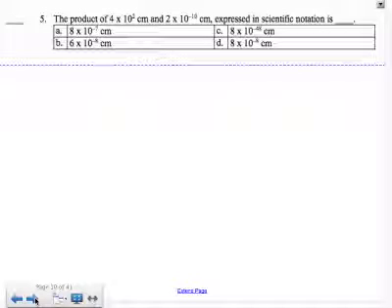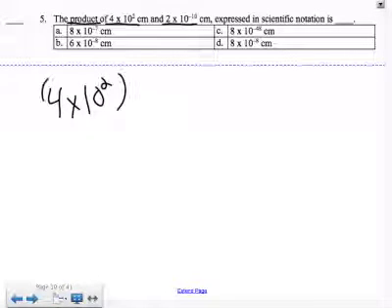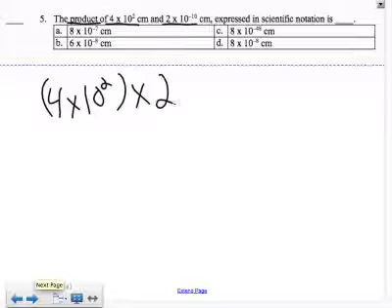Number 5. The product of 4 times 10 squared and 2 times 10 to the negative 10th centimeters, expressed in scientific notation, is one of the following. So the first thing you need to know is that the word product means multiply. So we're multiplying this number times this number, finding the answer, and then it's going to be one of these choices. So we have 4 times 10 squared times 2 times 10 to the negative 10th power.